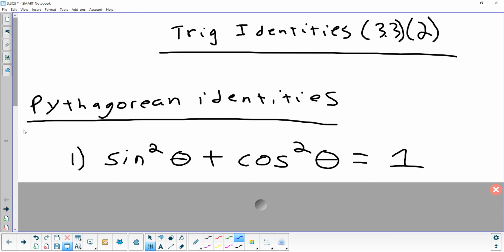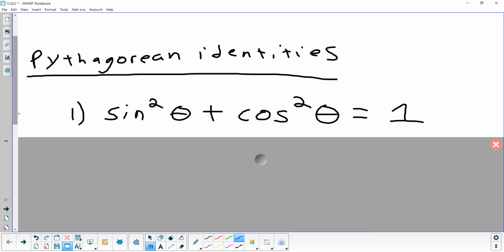And the reason it's called the Pythagorean identity is because if you look at it, it kind of looks like something you'd see in the Pythagorean theorem. Usually Pythagorean theorem has something squared plus something squared. And that's kind of what we have here. Something squared plus something squared.